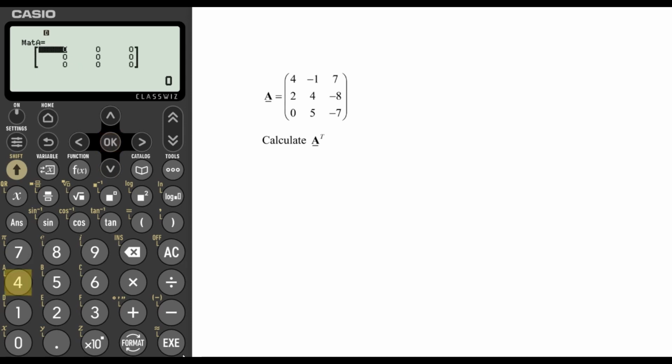So for matrix A we have 4, minus 1, 7, 2, 4, minus 8, 0, 5, minus 7.